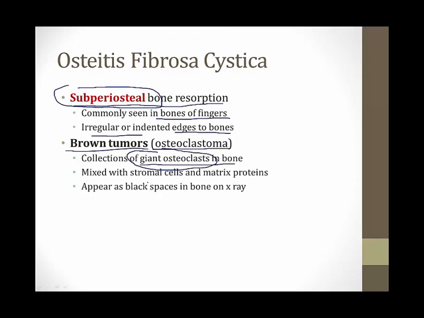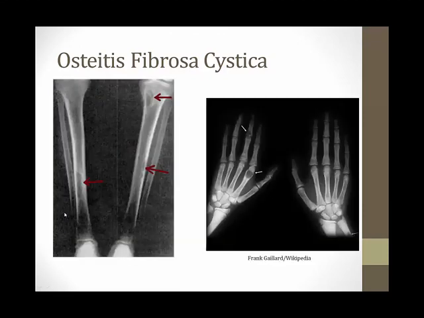The osteoclasts are mixed in with stromal cells and matrix proteins, and you get big black spaces in the middle of the bone seen on x-ray. These are two examples of what you could see on x-ray in osteitis fibrosa cystica. If you look at this picture on the left, you can see this black space in the bones of the legs. There's another one right here. These are those brown tumors.